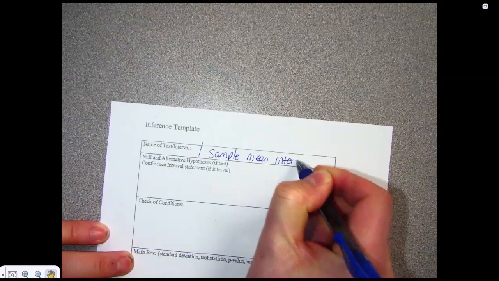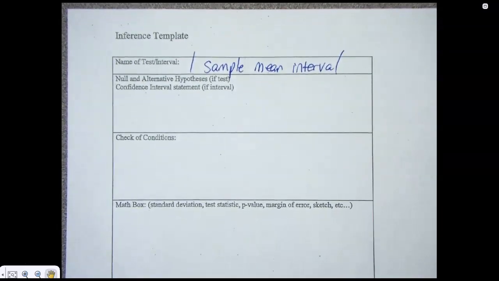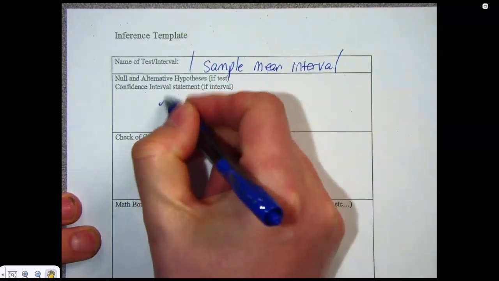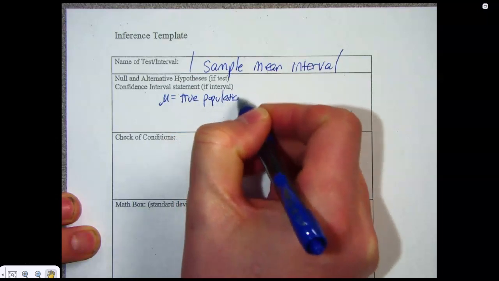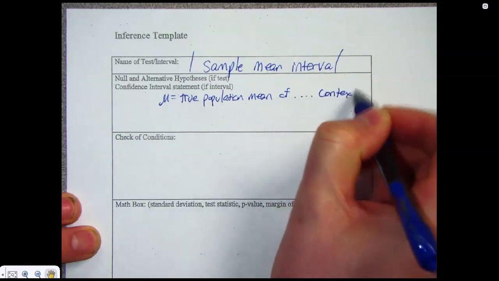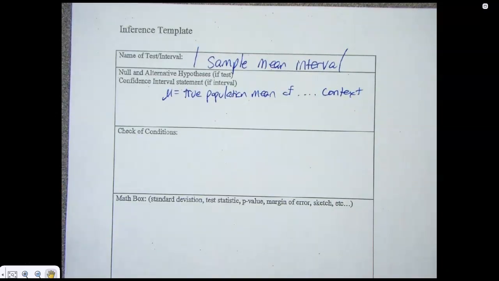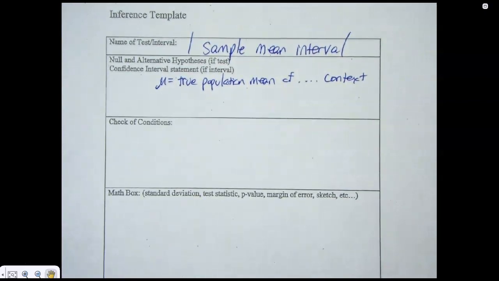Mean interval. So I kind of like that way we labeled with the proportions. So even though there's only one sample here, I'm going to do it anyways, and I'm going to say mu equals true population mean of whatever the context is. So remember, we look at a sample, like a small slice of the data, and we try to make some kind of inference or claim about the big picture of the population.